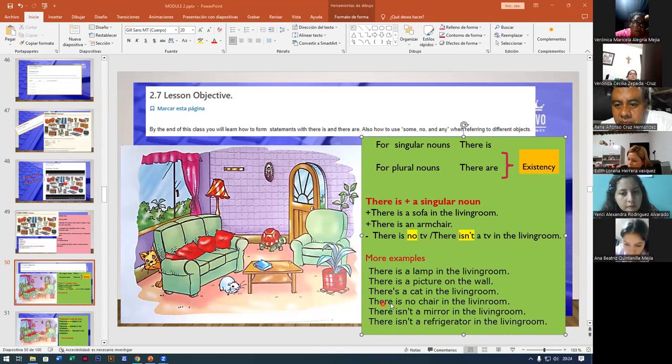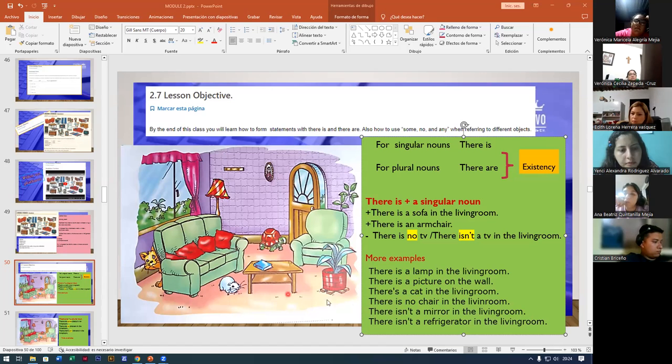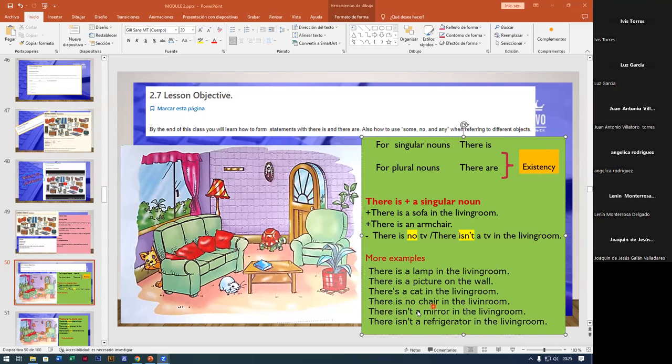That's right. Thank you. René, continue. There's a cat in the living room. That's correct. Ana Beatriz, continue. There is no chair in the living room. That's great, good. Let's continue with Joaquin. There isn't a mirror in the living room. Good. A mirror in the living room. That's correct.